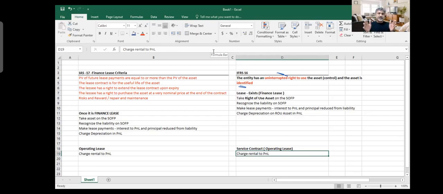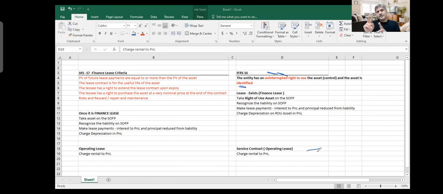Uninterrupted right to use. They give you a car, or maybe they give you a shop, and they say, Jinesh, you can only open up a pharmacy here. I will not allow you to open a cafe here. Only a pharmacy. That's all. So when they say that you can only open a pharmacy here, it means that you don't have an uninterrupted right to use. The asset is identified, but I don't have the control of the asset. I cannot use it the way I want. Control is still with them because they don't let me do something else. Again, that's a service contract.